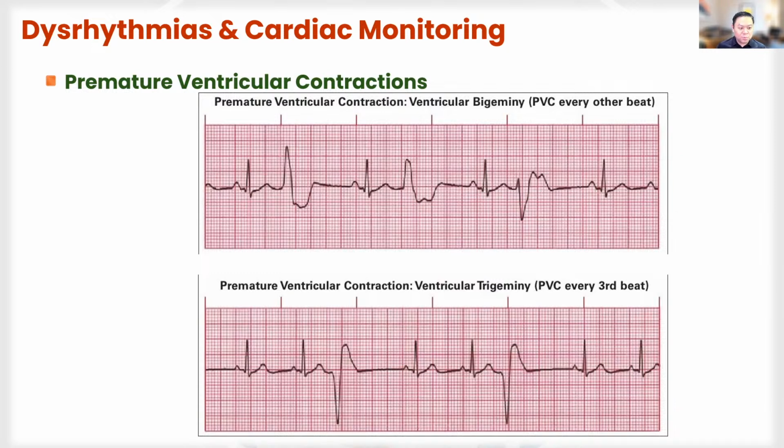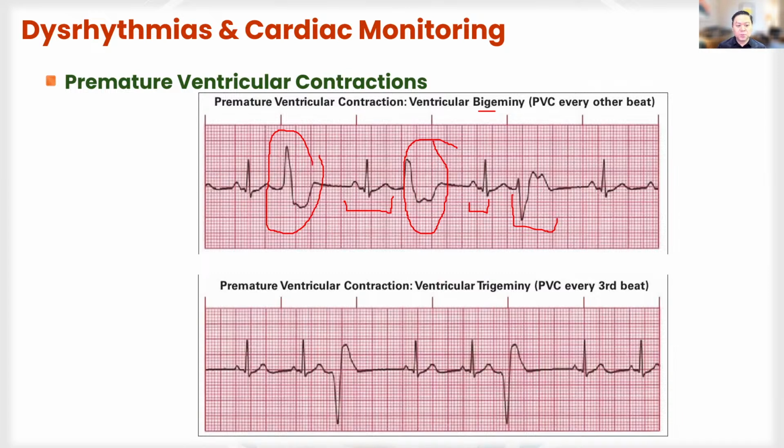So this is what we call bigeminy. It simply means that the premature ventricular contraction is occurring every other beat. So here's one, and then the patient goes into a normal cycle, and then here's another one, and then the patient goes back into a normal cycle, and then another PVC will occur. So this is what we call bigeminy. The premature ventricular contractions will happen every other normal beat.